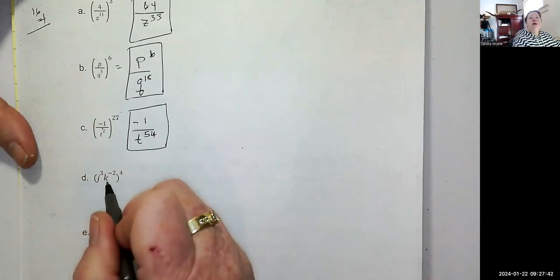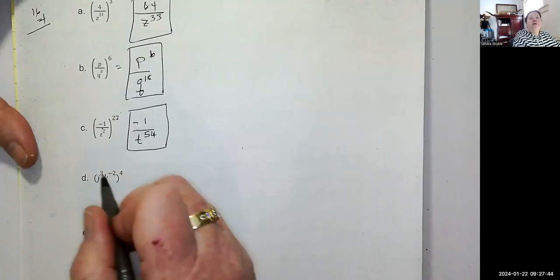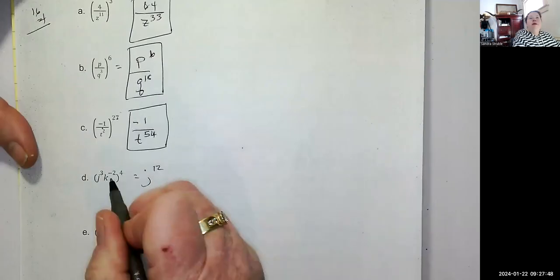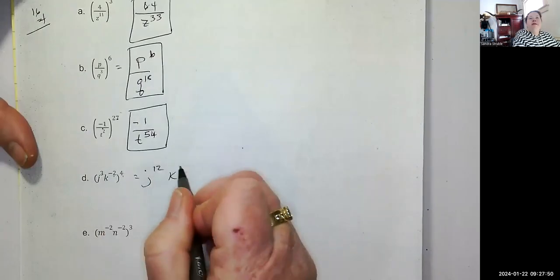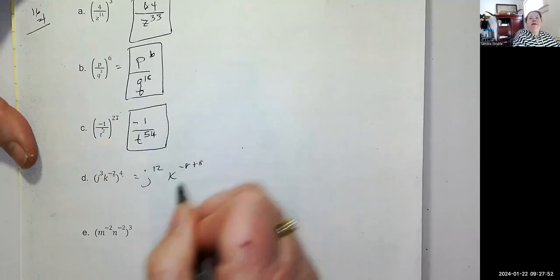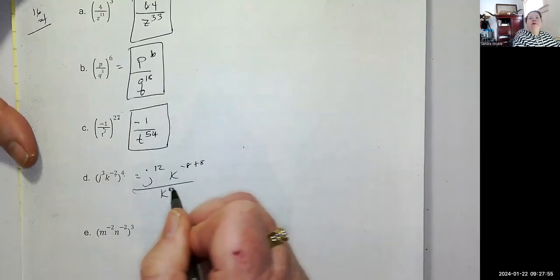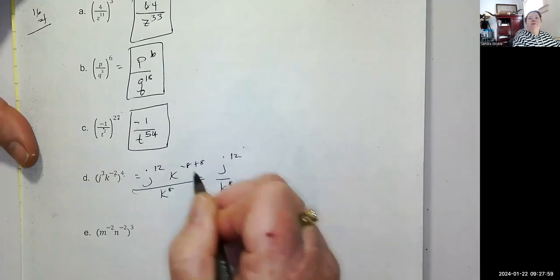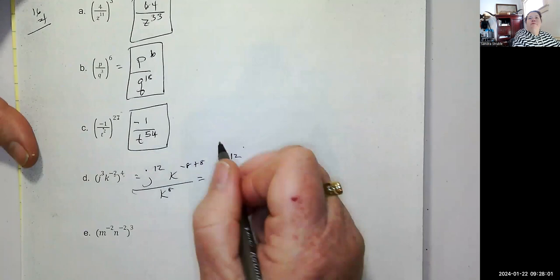J cubed, K to the -2, all that raised to the 4th. So 3 times 4 is 12. -2 times 4 is -8. So we're going to add 8 to the numerator and the denominator. And we get J to the 12th over K to the 8th. This becomes 0, K to the 0 is 1.